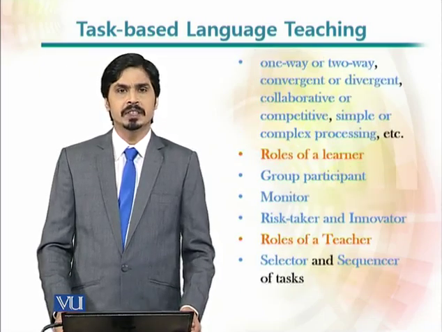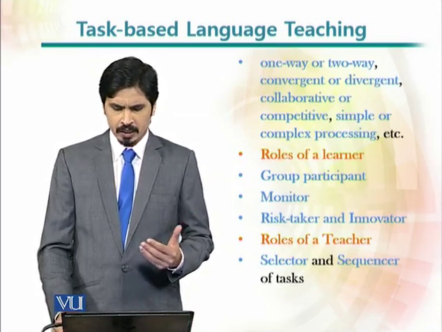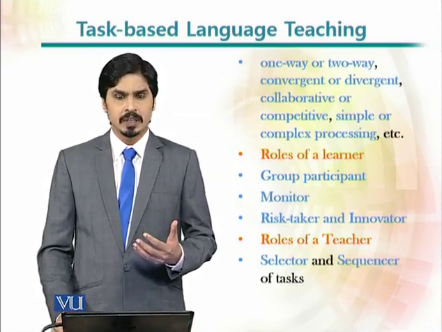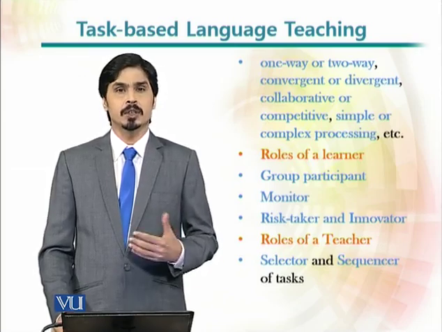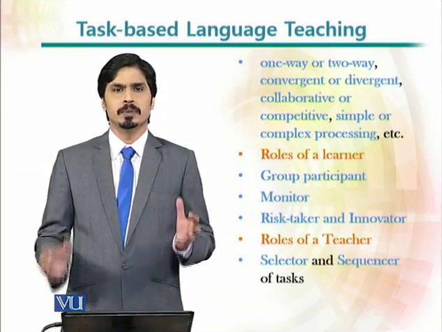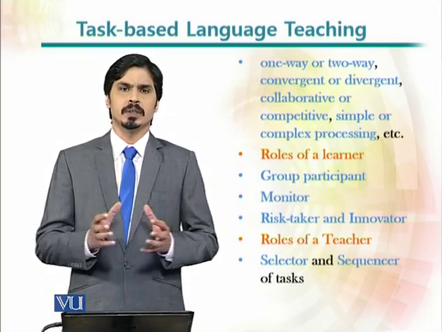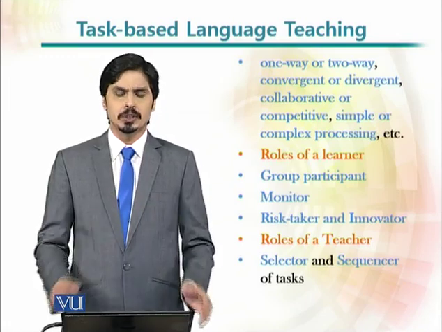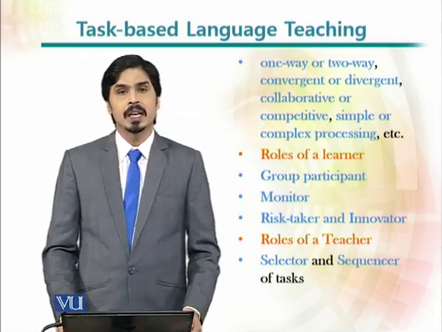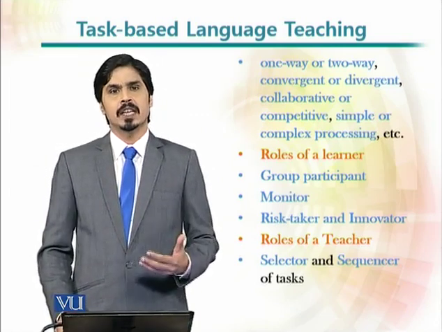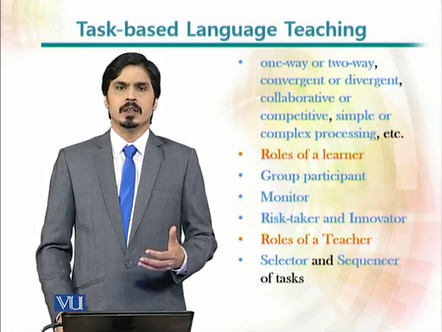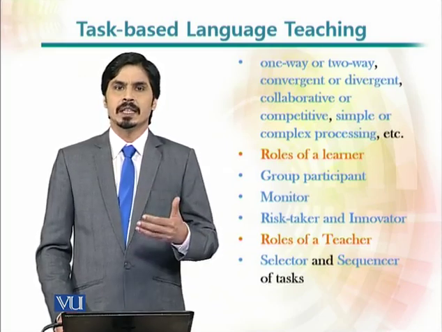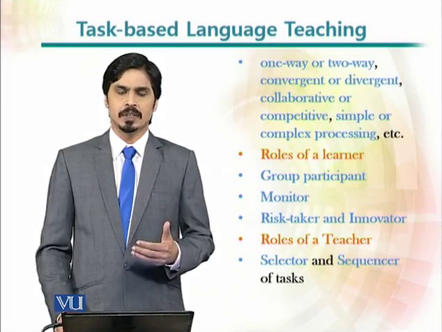We could also see some division of tasks based on one-way or two-way tasks, or convergent or divergent tasks. Then we have collaborative or competitive. Collaborative are those where people are demanded to participate with each other, and competitive in which they are in a kind of race to compete with each other. Then we have simple or complex processing. These are the tasks which demand simple or otherwise mental processes to be performed. So these have to be graded very carefully.